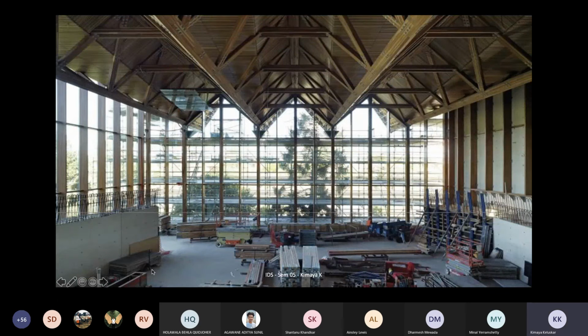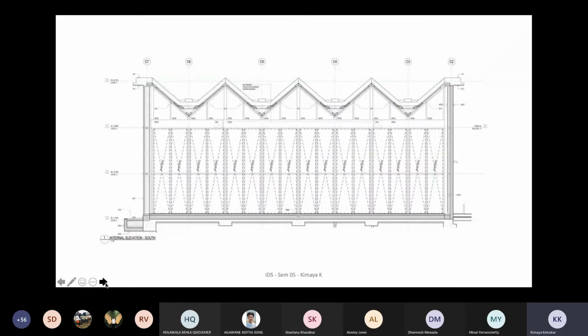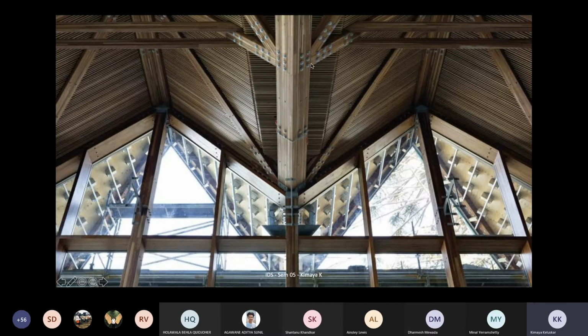This is the image while constructing. You can see there is an RCC wall, the glue laminated timber, the glazing, and then the way the truss sits on this entire space that is designed. That's the section across. I do have a design detail of this. They are using gusset plates, and they are also using nuts and bolts to create these kinds of joineries which go across.